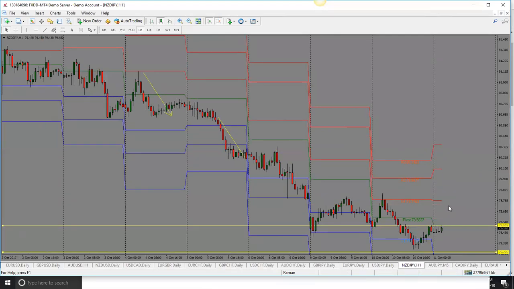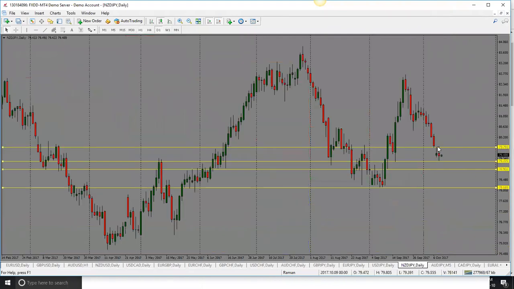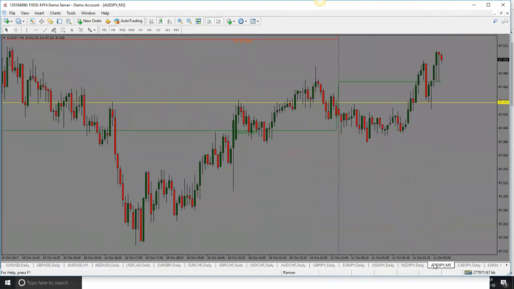But if it starts to push back up, we could go all the way up. So keep that in mind. The candle close is very, very neutral. So this one could go either way.